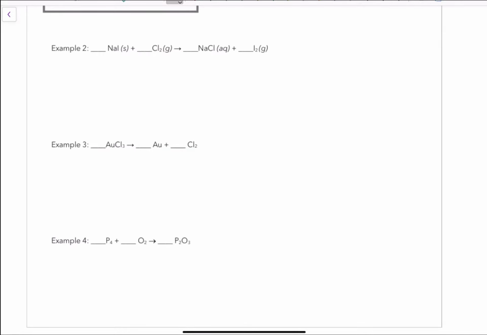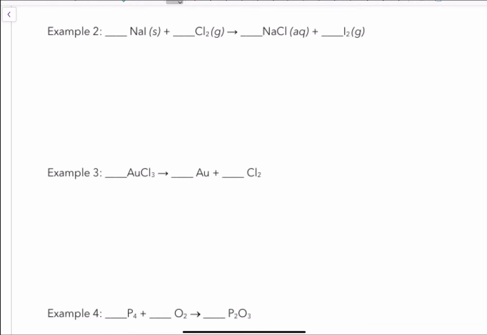So here we go with example 2. So the very first step is write the equation. That's done. The next step is to create our atom inventory. So we're going to make a list. We have Na. This is an I for iodine. And then we have Cl. We have the same thing on the other side. NaClI.